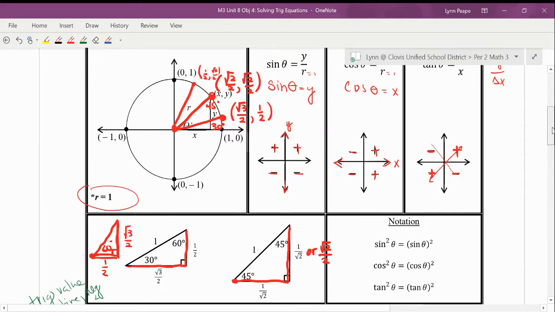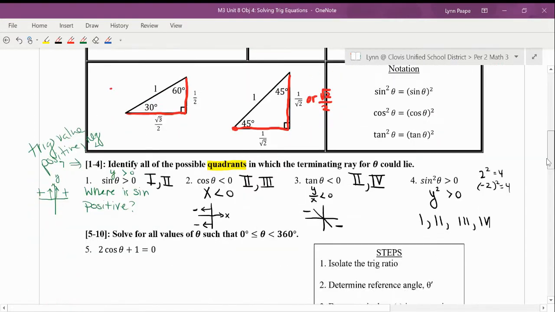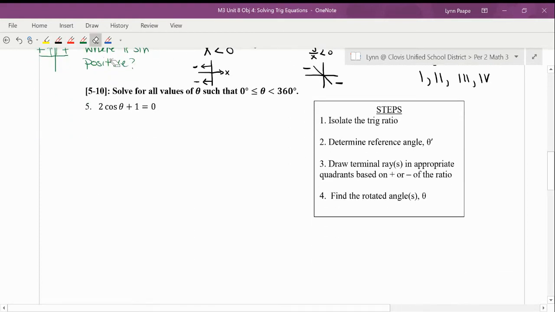I'll be referencing our triangles up here, so make sure that you're paying attention to those things. Let me erase this because I don't need that little scribble. Okay, so let's take a look at step 1. Step 1 is asking us to isolate the trig ratio. The trig ratio is your sine, cosine, tangent. So we want to get cosine of theta by itself. That's what it means when it says to isolate. So the 2 and the 1 that are around it need to go to the other side of the equation.